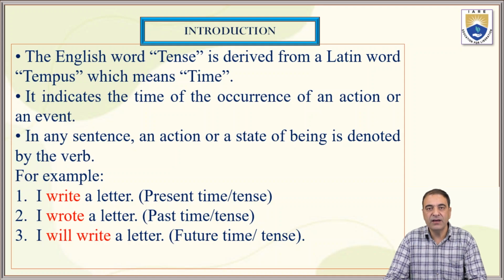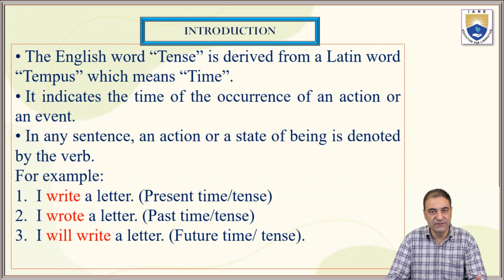Therefore, in the first sentence, write tells us about the present time. In the second sentence, the verb wrote tells us about the past time. And in the third sentence, it's the helping verb will plus the verb in first form, write. It shows us future time. Therefore, we can say that it's the verb actually that shows the time of an action.